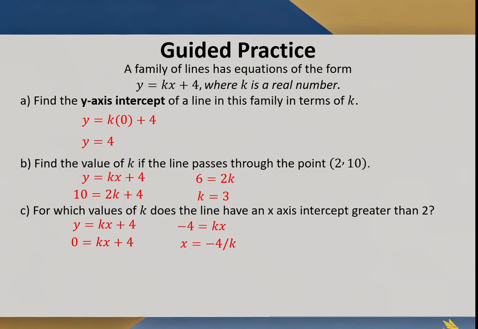So we want our x, our negative 4 over k, to be greater than 2. So I need to show that. Negative 4 over k is greater than 2. Then I'm just going to find k by timesing by k and then dividing by 2. So if I times by k, I get 2k is less than negative 4. And then I divide by 2 and I get k is less than negative 2.